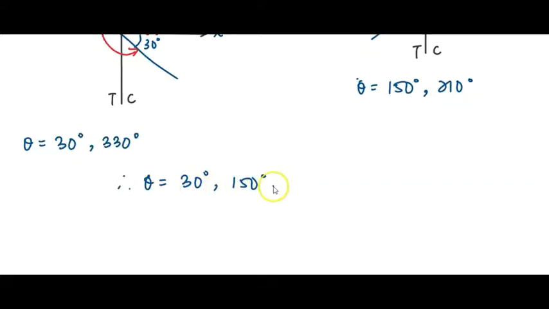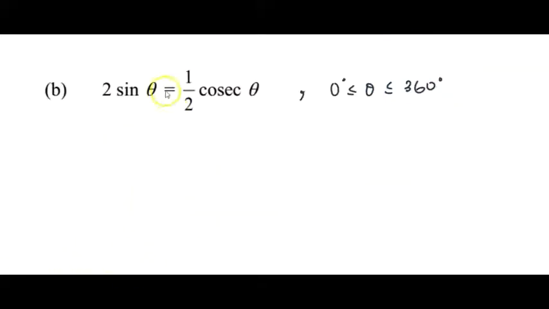So that would be 30 degrees, 150, 210, followed by the highest angle, that is 330 degrees. To solve this equation where theta is from 0 to 360 degrees, we need to modify this equation a bit. Firstly, I will just rewrite the cosecant theta as 1 over 2.